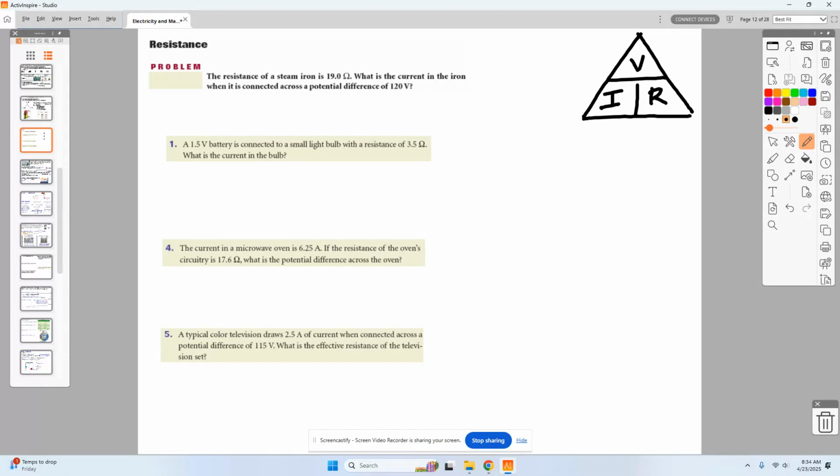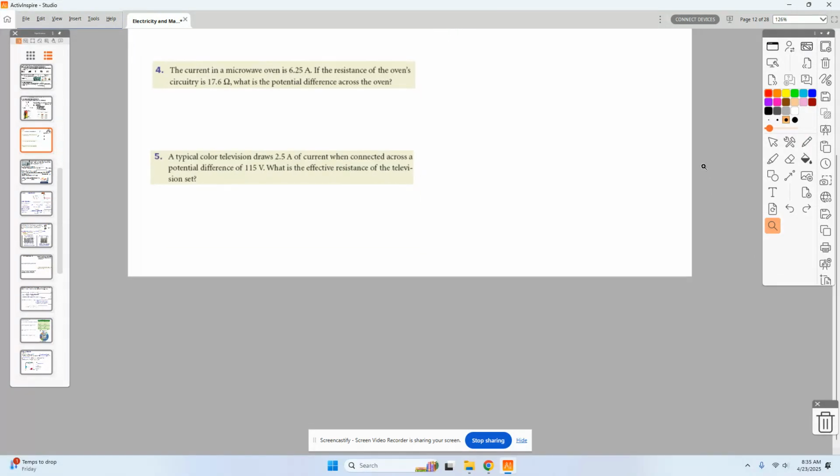Your goal here is just to make sure that you identify what the correct value is in that equation and then determine the other thing. We did this one yesterday. Today we're going to do 4 and 5. Current in a microwave, 6 1/4 amperes. Resistance of the oven circuitry, 17.6 ohms. What's the potential difference across that?